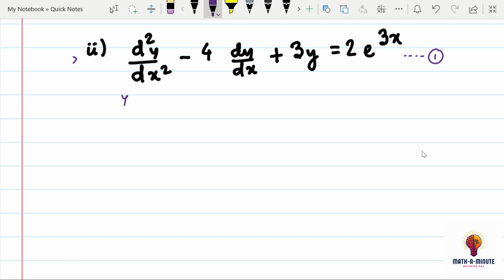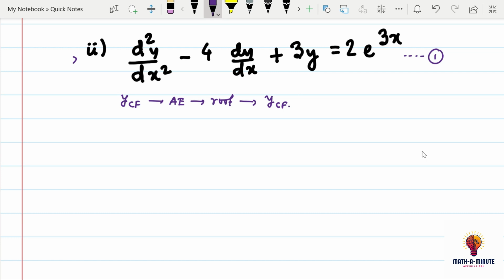So now it's your job to find the complementary function. You can easily find the auxiliary equation, then find the roots of the auxiliary equation, and from the roots you can easily find the complementary function. Now let me explain how to calculate the particular integral for this problem.